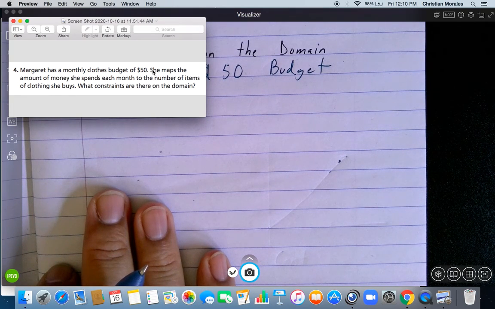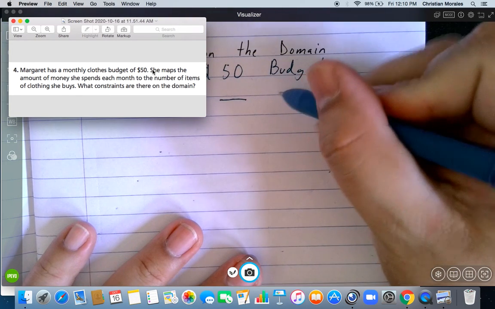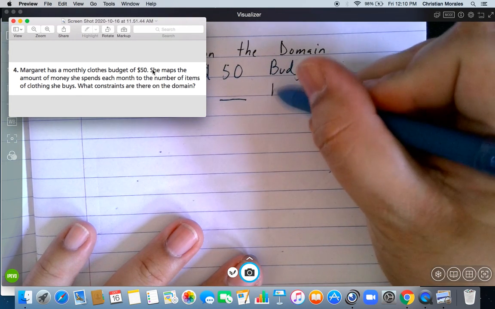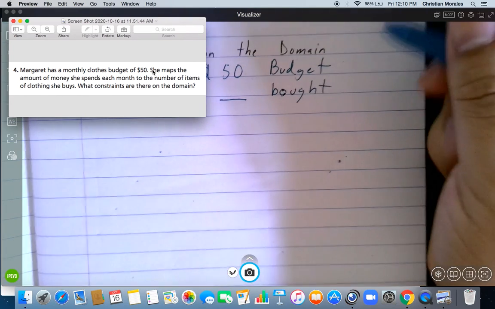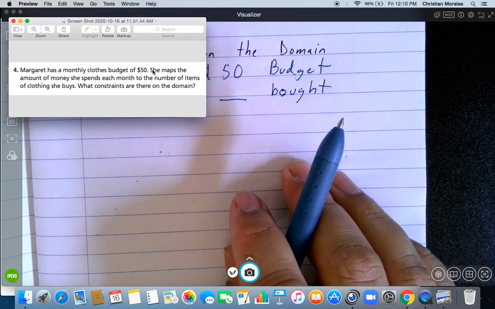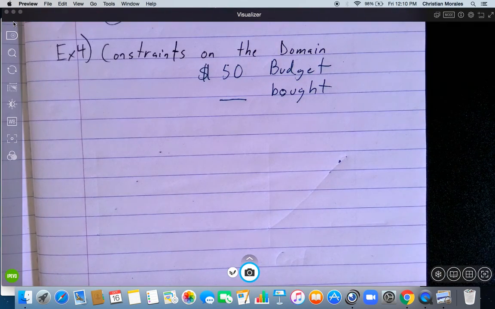What constraints are on the domain? Okay. So she maps the money to what she buys each month. So then the other number is how much she bought. What did she buy? That's what she bought with that money. Okay. So this is going to be a little strange to try to explain. So let me try to map it out for you.